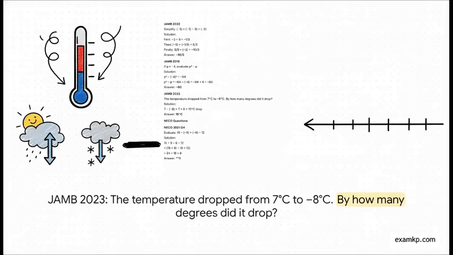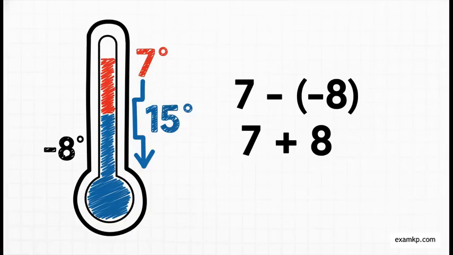Let's move on to a JAMB word problem from 2023. They absolutely love using real-world stuff, like temperature. The key here is to translate the words into maths. The word dropped tells you we are finding the difference, so it's got to be subtraction. So, to find the total drop, we subtract the final temperature from the starting temperature. That's 7 minus -8. And there it is again, that minus a negative rule. It just becomes 7 plus 8, which gives us a 15-degree drop. See how important that one little rule is? It comes up all the time.